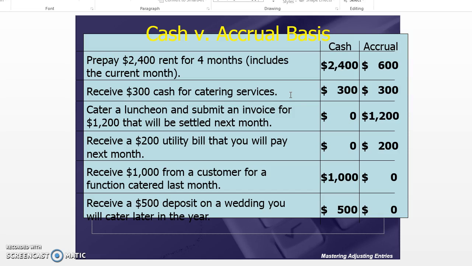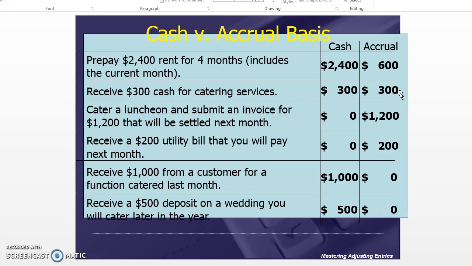Receive $300 cash for catering services. Let's talk cash first. Under cash, our question is only, did cash come in or did cash go out? Yes, cash came in the amount of $300. When we jump to accrual, our only question is, did we provide the services or incur an expense? Well, this is an example relating to revenue. We can assume that we already provided these catering services. So we're going to capture the $300 in revenue in the same period.